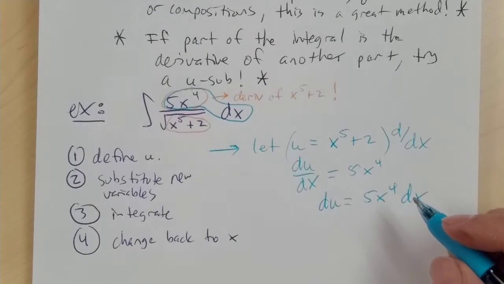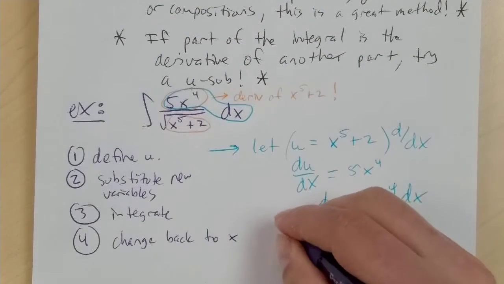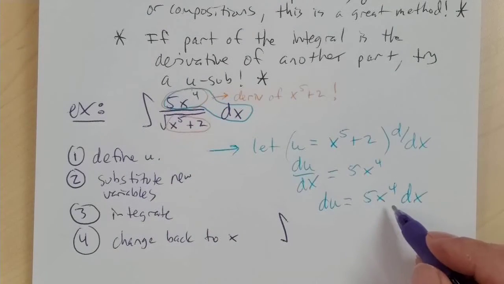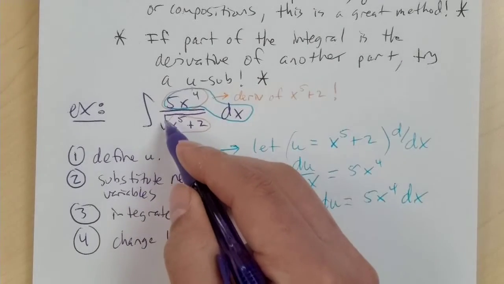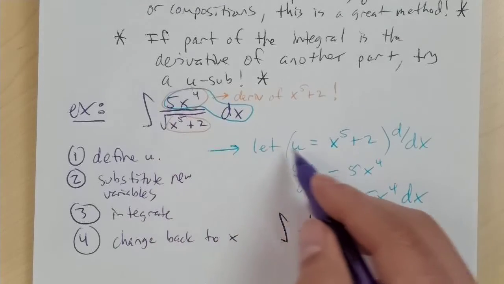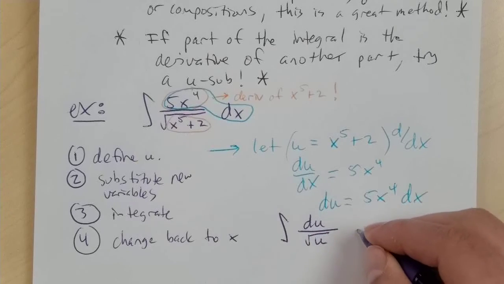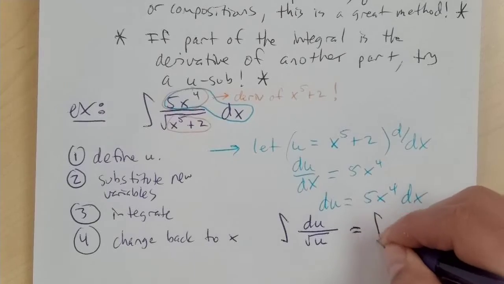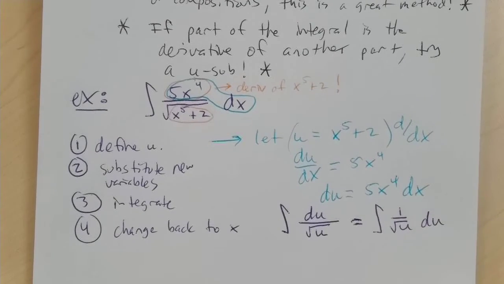Okay? And now I can go ahead and switch this integral over. So we're going to rewrite it. And this part in blue was actually just du. Okay? Here we have the square root of x to the 5 plus 2. But remember, x to the 5 plus 2, we define that to be u. And so when I change this over, I just have the integral of du over the square root of u. And maybe you're more comfortable seeing it written as 1 over the square root of u du. That's the same thing. Okay?